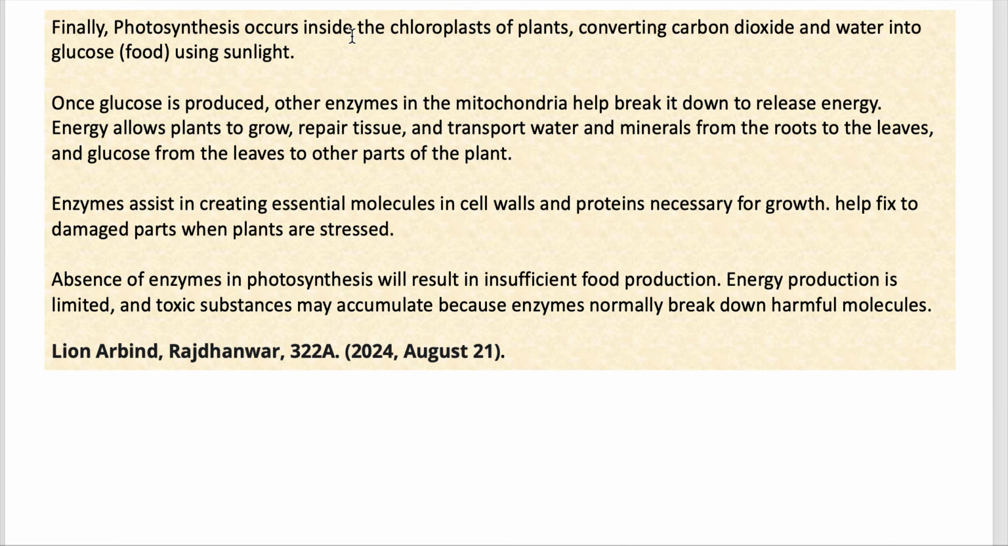Finally, photosynthesis occurs inside the chloroplast of a plant, converting carbon dioxide and water into glucose using sunlight. When this glucose is produced, other enzymes in the mitochondria help break it down to release energy. Energy allows the plant to grow, repair tissues, and transport water and minerals from the roots to the leaves, and glucose from the leaves to the rest of the plant.